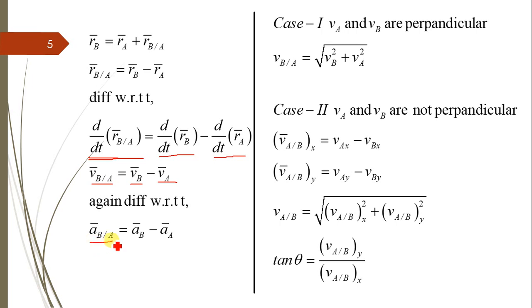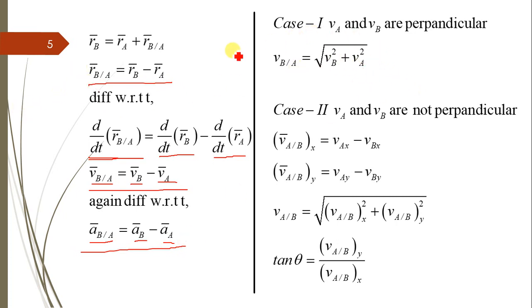So again it will be a bar of b to a, equal to a bar of b minus a bar of a. So in this way, this will be the position vector, this will be the velocity vector, and this will be the acceleration vector. Or we can say the relative vectors.